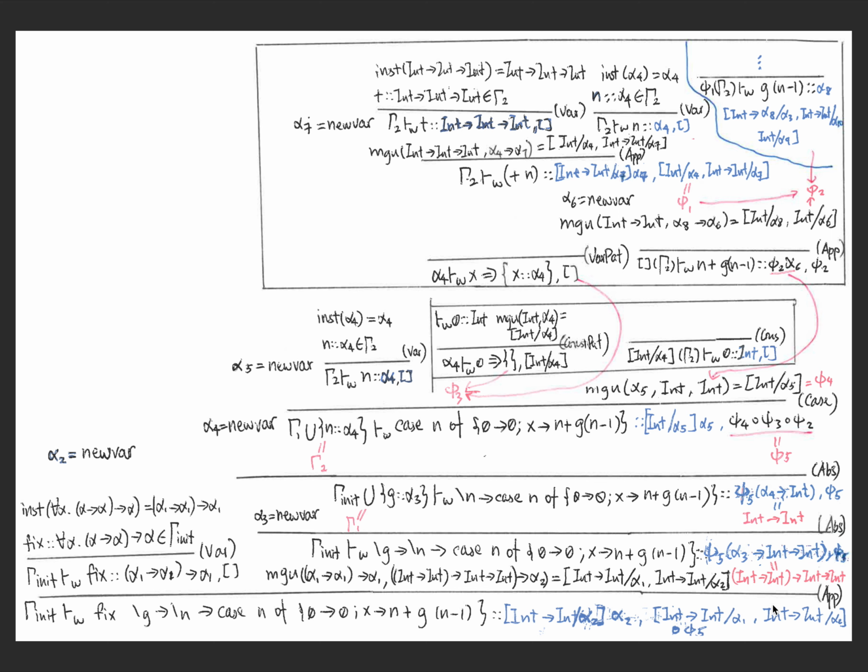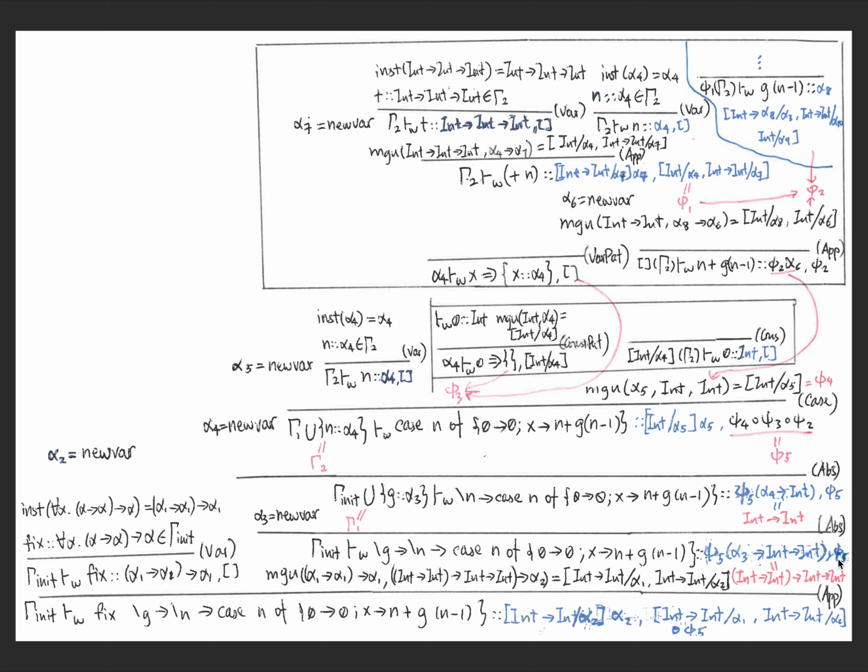Then we look back at this abstraction rule. Again, we have to ground this type. We know that g has a type alpha 3, and the result type is int to int, so it's alpha 3, right arrow, int to int. We already know that alpha 3 is grounded as int to alpha 8, and then we know that alpha 8 itself is also int. So alpha 3 will become int to int, and this remains the same, int to int, and we return psi 5 as the output substitution.